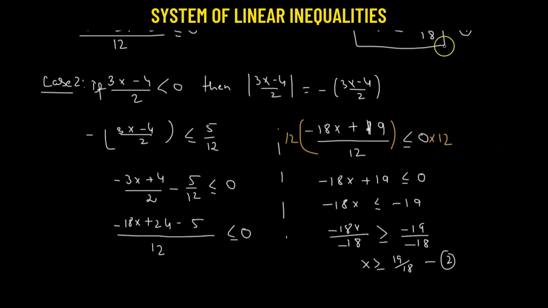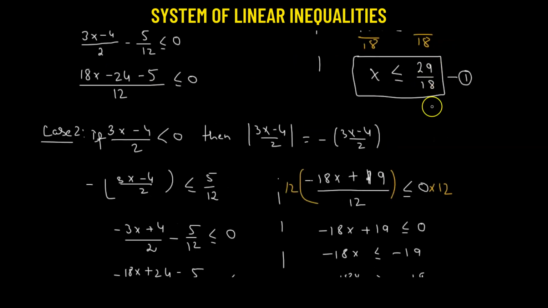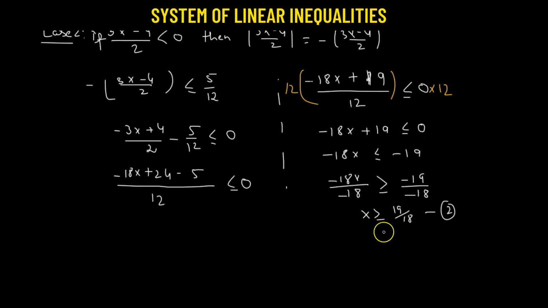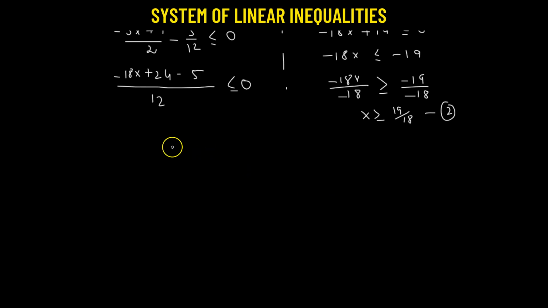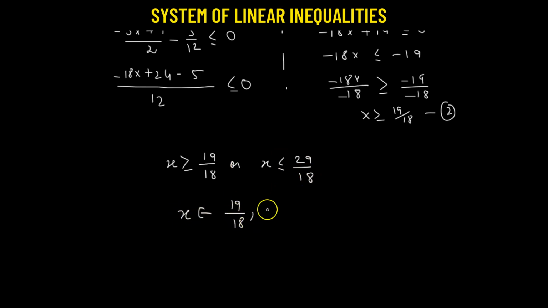So in case number 1, we obtained x is less than or equal to 29 over 18. And in number 2, we have obtained x is greater than or equal to 19 over 18. So that means, let's write it down: x is greater than or equal to 19 over 18, and x is less than or equal to 29 over 18. So if we combine them, that means x belongs to 19 over 18 to 29 over 18, and this is going to be a closed interval. So this is the solution to the given linear inequality.